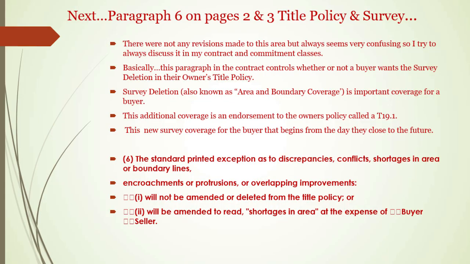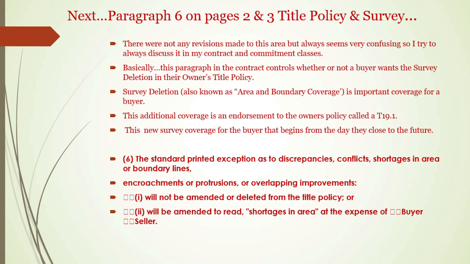Page 6, paragraphs, pages 2 and 3, title policy and survey. There were no revisions made to this area, but it always seems very confusing. Okay, so we're talking about an area in the contract, and this is on the 1 to 4, and on the farm and ranch, it's 6.